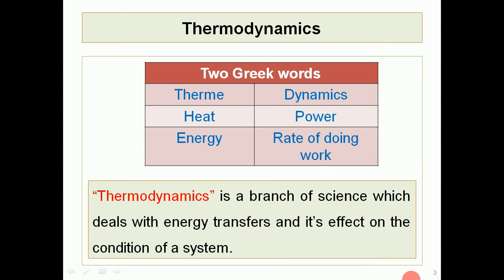So thermodynamics is a branch of science which studies the interaction between system and surroundings in the form of heat and work and the effect of these interactions on different physical properties of the system. That means what is happening to the system because of these energy interactions.